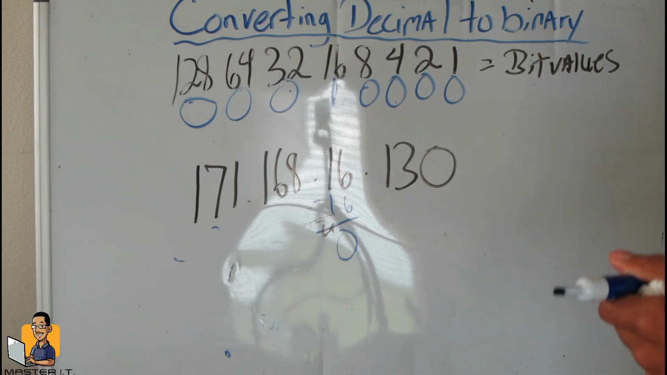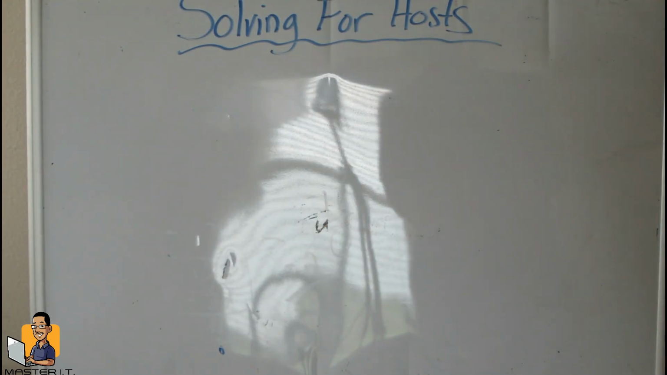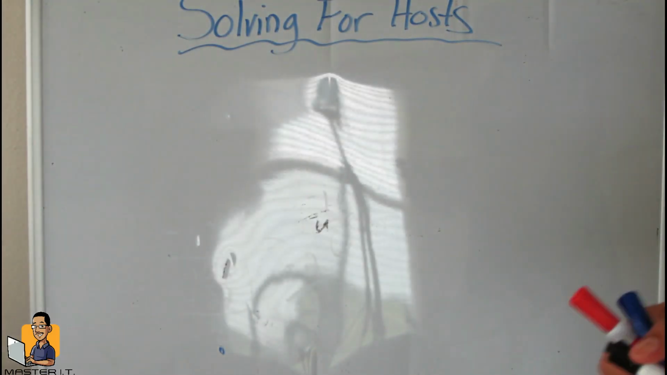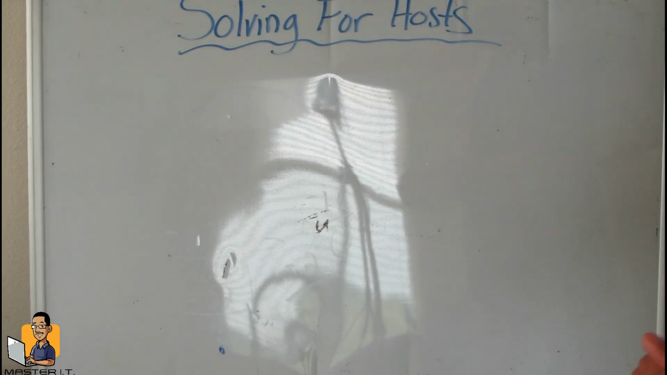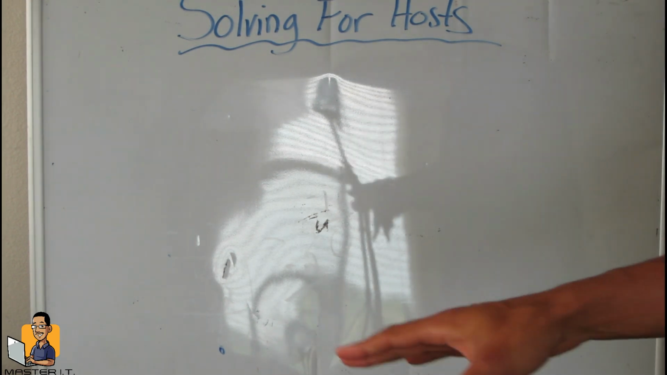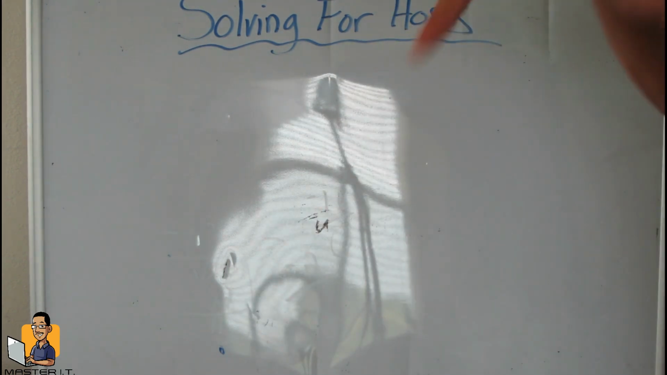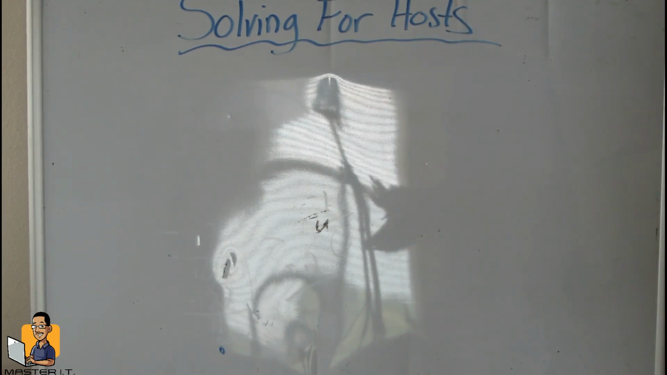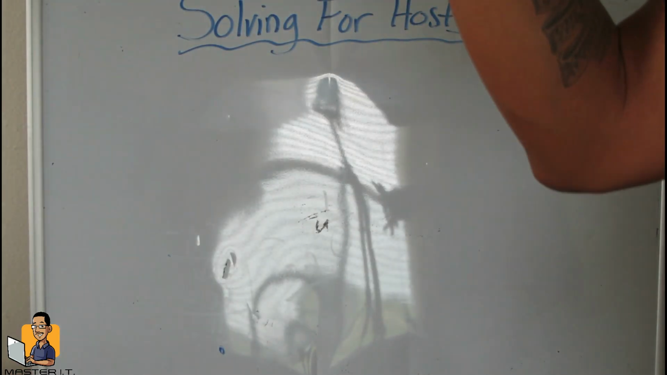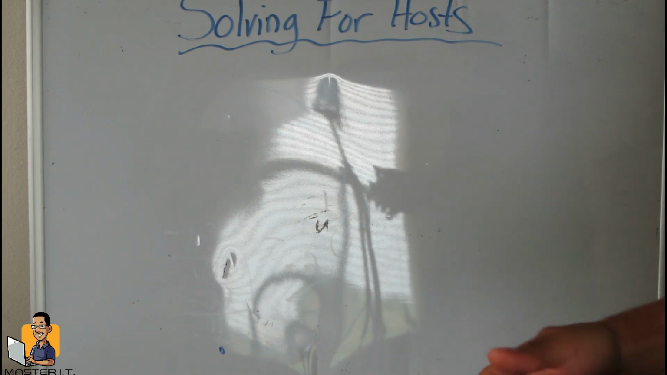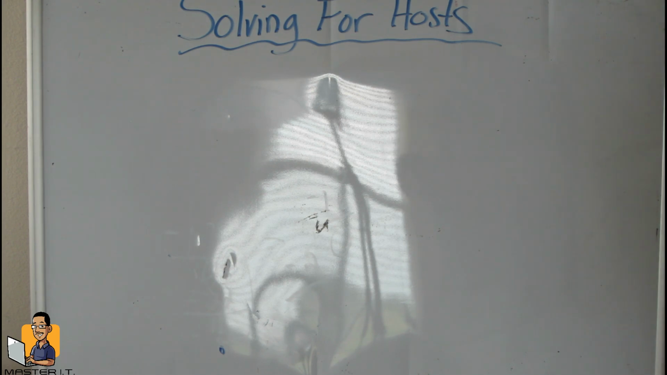Next thing we're going to do is solve for hosts. All right, gang, now we're going to get into solving for hosts. When we say solving for hosts, every device on the network is considered a host. So when you're solving for hosts, you're trying to figure out how many IP addresses, how many devices, I can fit on this network. Just remember that host equals the device, whether it's a cell phone, laptop, or PC. If you've got 60 hosts on your network, that means you've got 60 devices on your network.